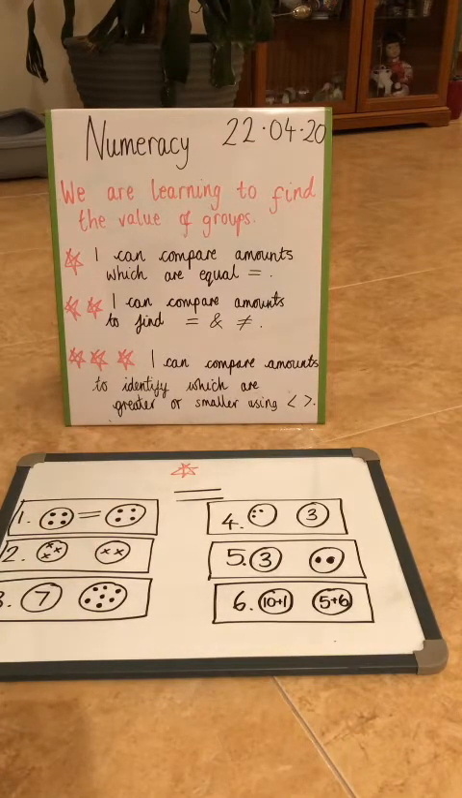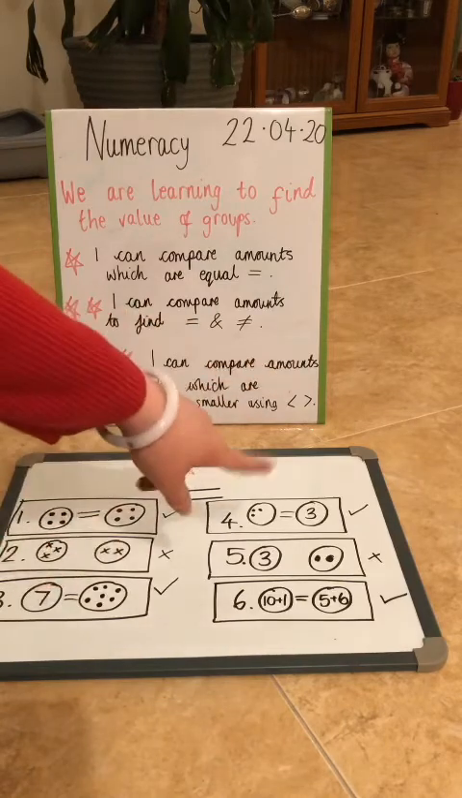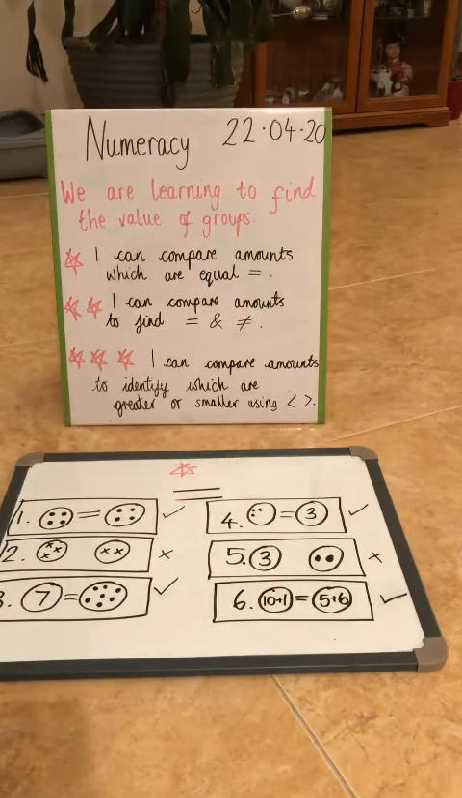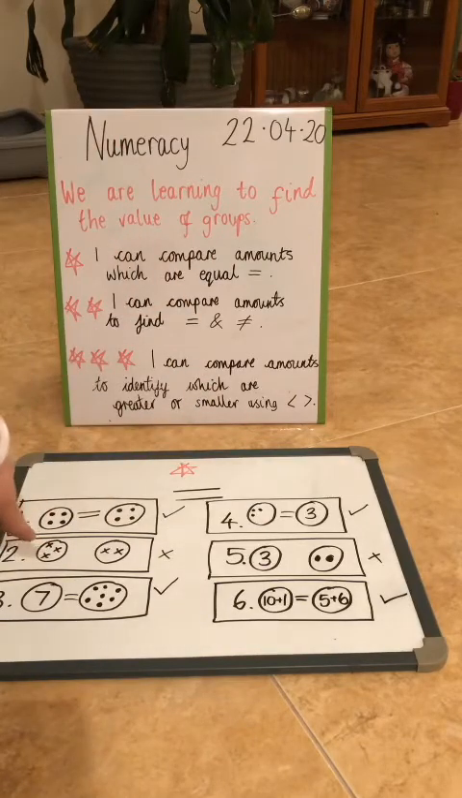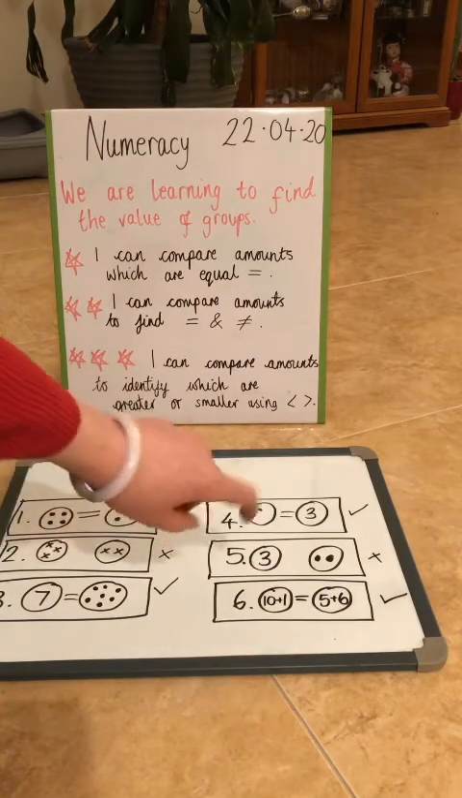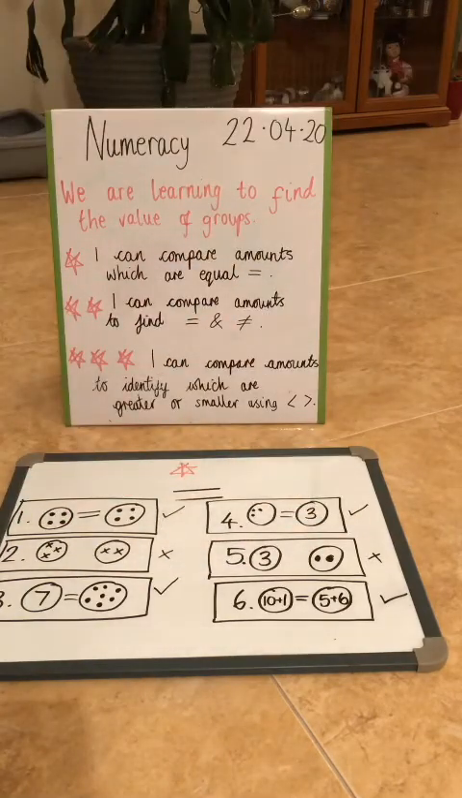Now pause this video and have a go at the other questions yourself and see which other ones are the same. Here are the answers. You can see that number 1, number 3, number 4 and number 6 are all equal. Number 2 and number 5 were not equal because there are 3 here and 2 there, so they're not the same. And there's 3 here and 2 there, so they're not the same either.